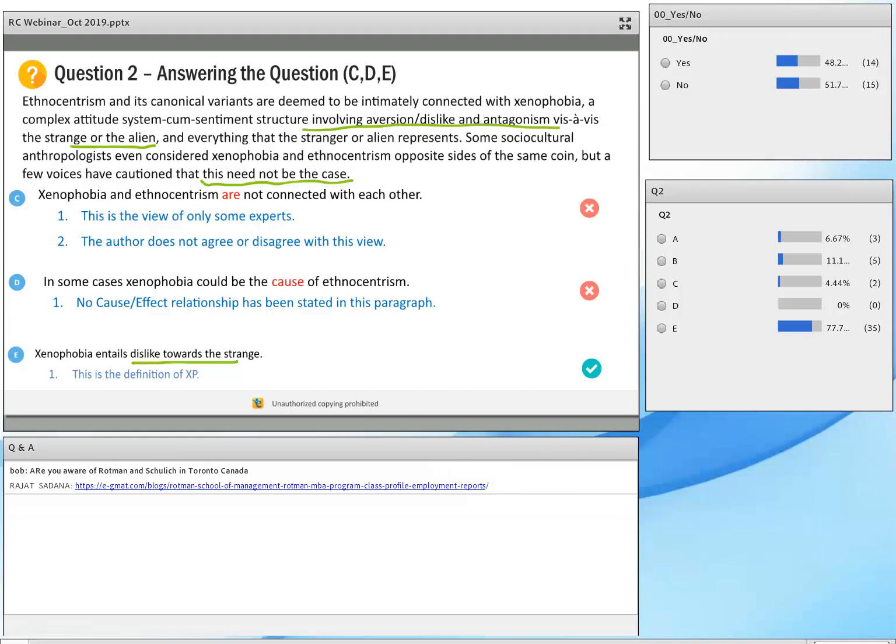So what difficulty level would I put this question under? This is a 700 level question, definitely. Okay. So I hope that now everyone understands why choice E is correct.